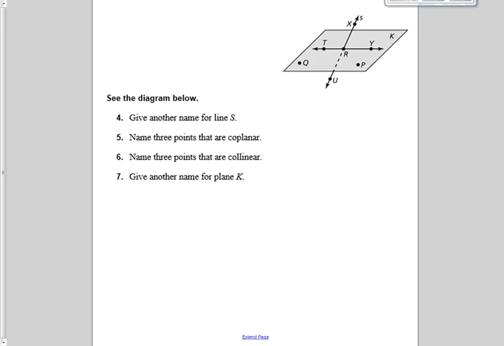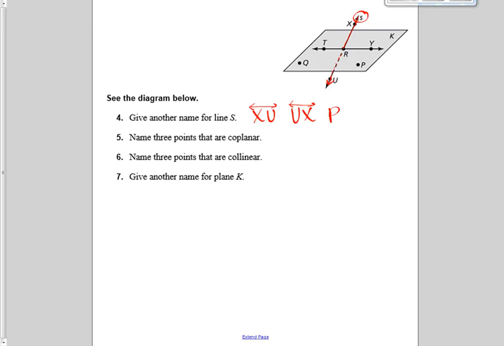Okay, so for question number 4, I've got line S. Here's the S right here. So we're talking about this line. And so I'm looking for other names for it. One name I could say is I could actually write out line S. Another option is I could say that it's line XU. Like that. I could also say that it's line UX.